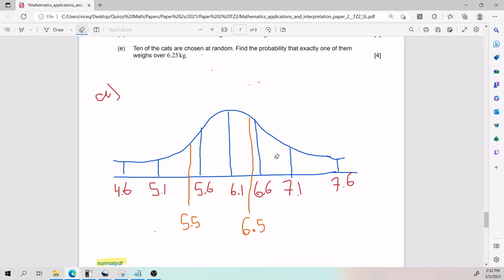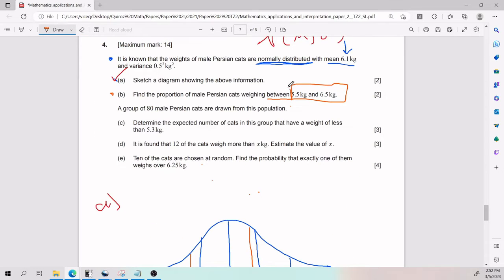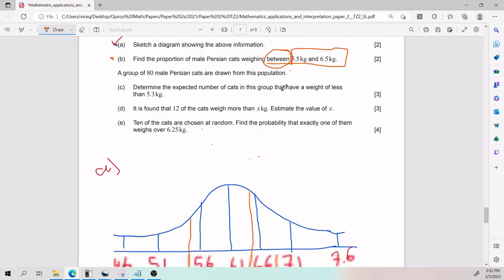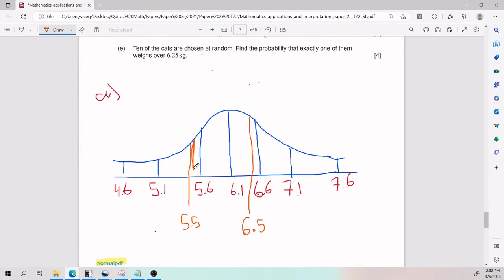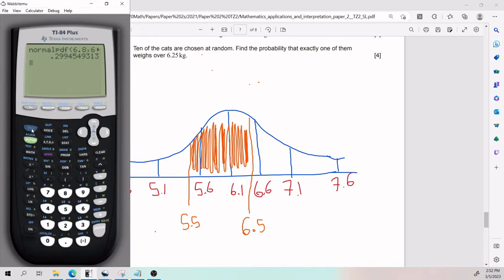Now in this case, as we said, PDF does not help because we are talking about a range. See, we are talking about between keyword 5.5 and 6.5. And so we're trying to find the proportion or the percentage of cats that weighs between 5.5 and 6.5. So we keep going. I'm actually going to go with inventory normal now.